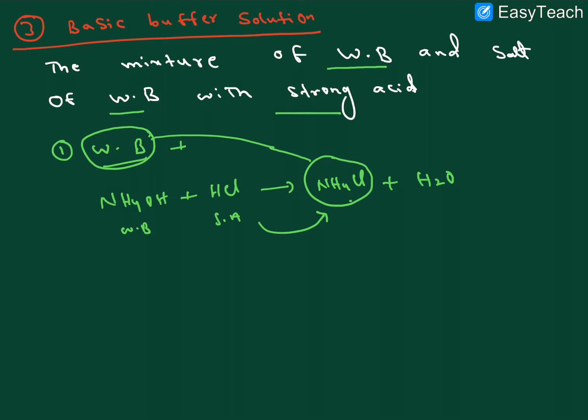Let me explain some examples of basic buffer solutions here. Example number 1, whatever we discussed now: ammonium hydroxide plus ammonium chloride. This is a salt of a strong acid, right? So this is called a basic buffer.